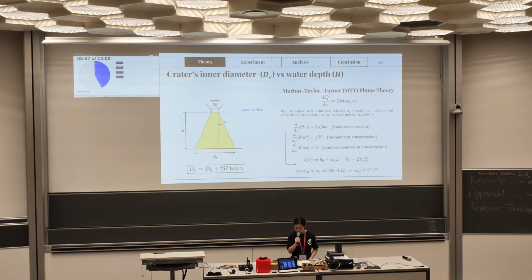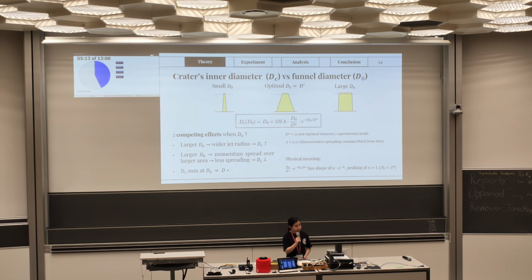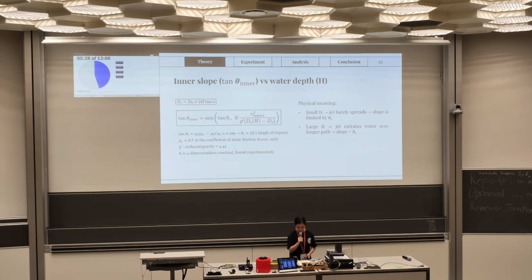The theoretical spreading half angle is predicted to be between 5 to 7 degrees. For the dependence on the funnel opening diameter D0, there are 2 competing effects. A larger D0 gives a wider jet footprint, increasing the crater diameter, yet it spreads the jet's momentum over a larger cross-section, reducing the spreading.